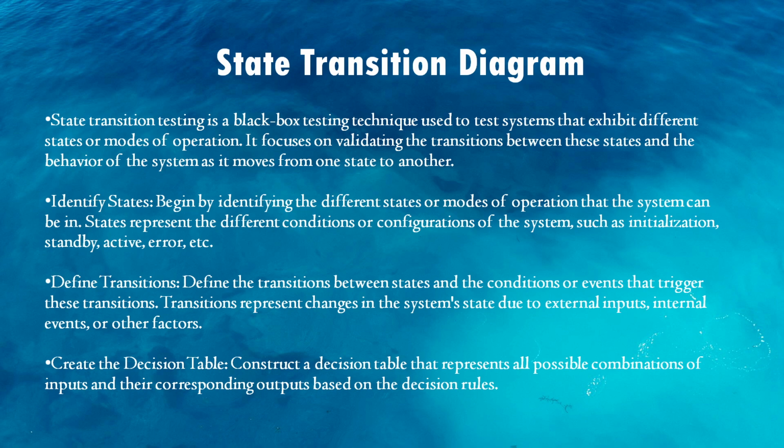Now, there are three steps that you need to perform: identify the states, define the transitions, and create the decision table. These are the three steps you need to do to finish this state transition diagram. Before going to those steps, let's see what is state.